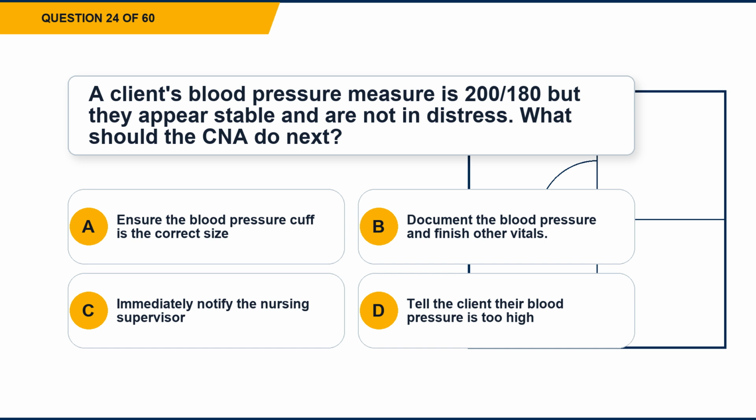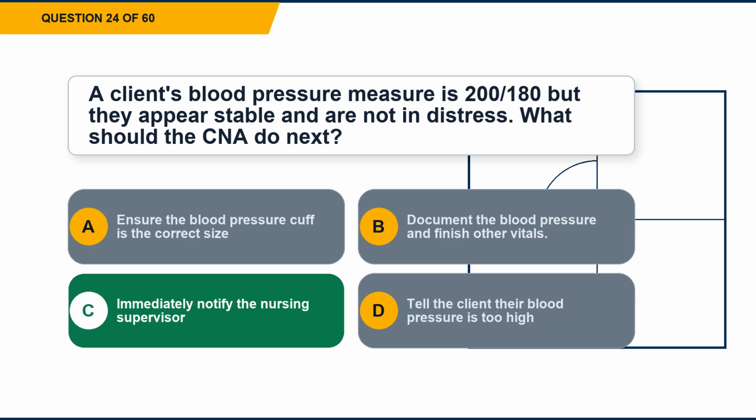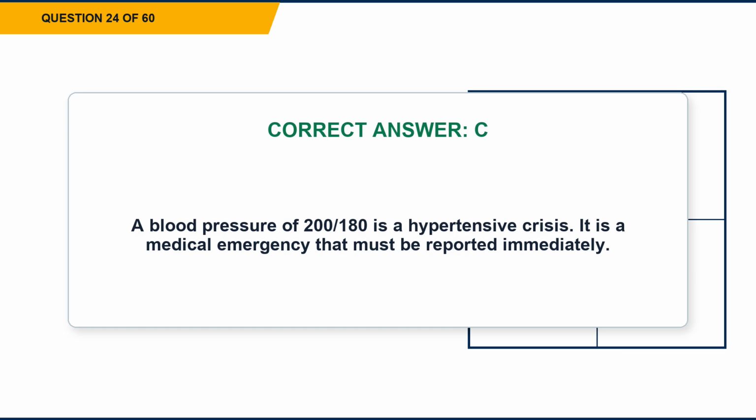Option C, immediately notify the nursing supervisor. Option D, tell the client their blood pressure is too high. The correct answer is option C, immediately notify the nursing supervisor. Explanation: a blood pressure of 200/180 is a hypertensive crisis. It is a medical emergency that must be reported immediately.